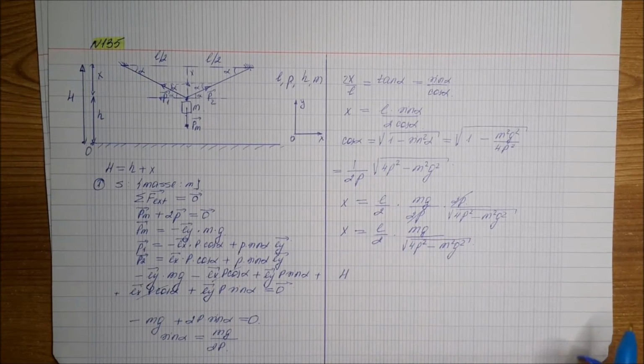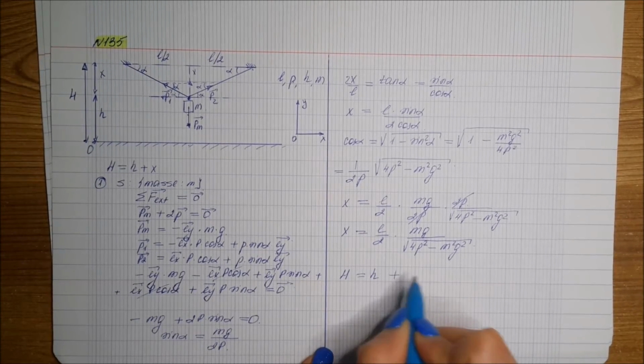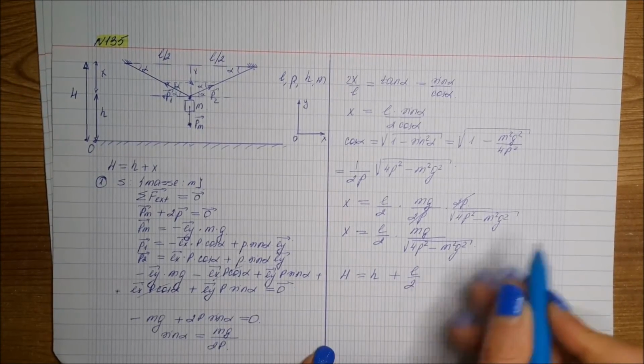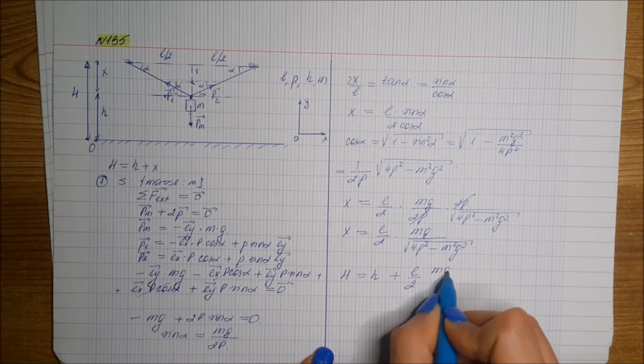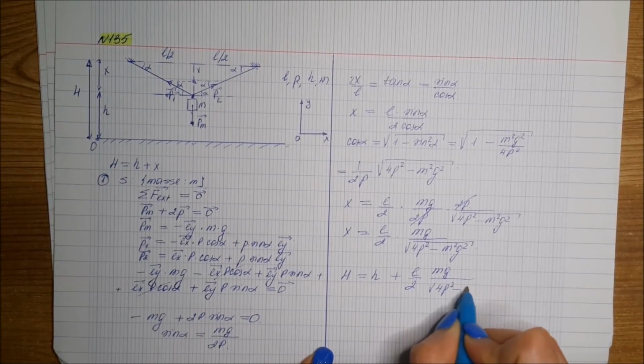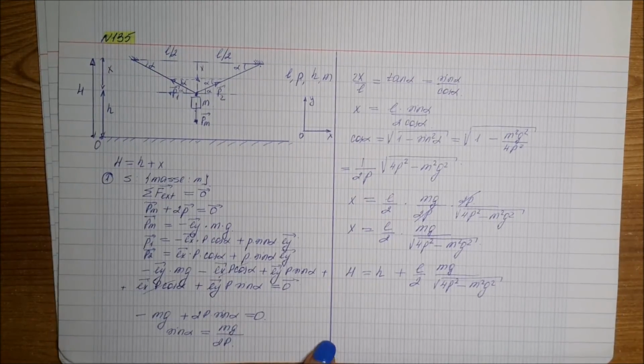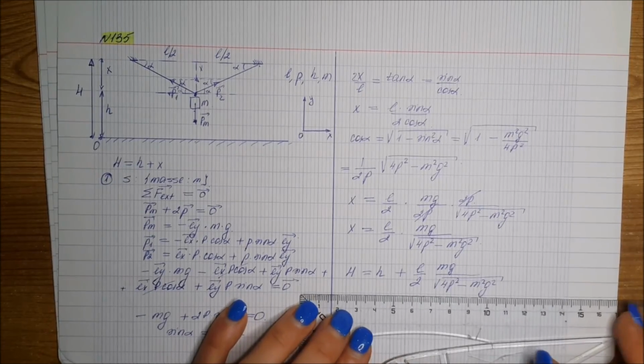And the height of fixation is equal to little h plus x. So H equals h plus L divided by 2, mg divided by the square root of 4P square minus m square g square. So we have found our H.